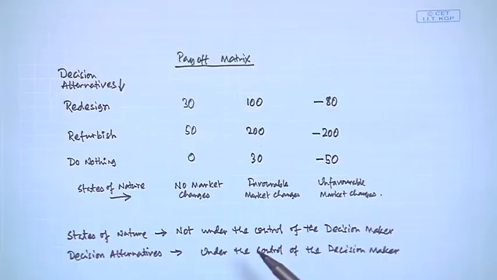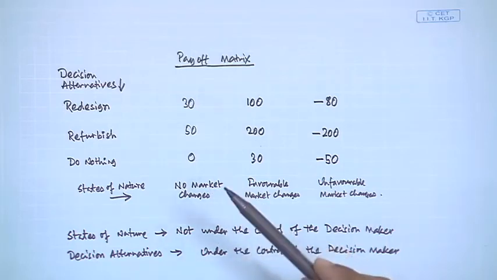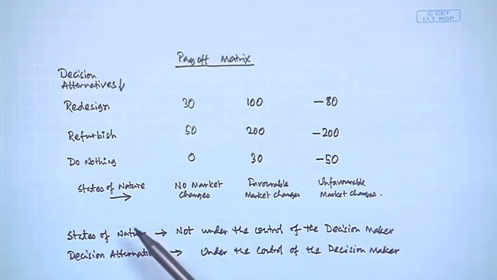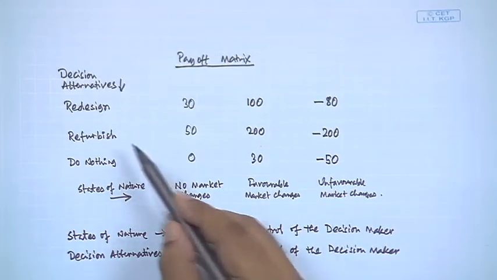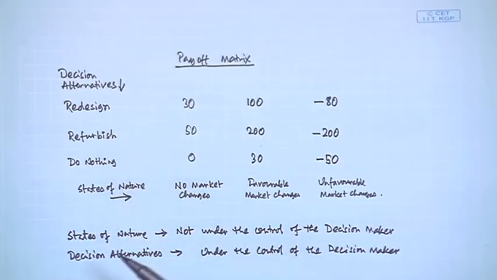So, last time we discussed the payoff matrices, and we explained what a payoff matrix is, which has on one side the states of nature on which the decision maker has no control, and on the other side the decision alternatives which the decision maker can actually control.